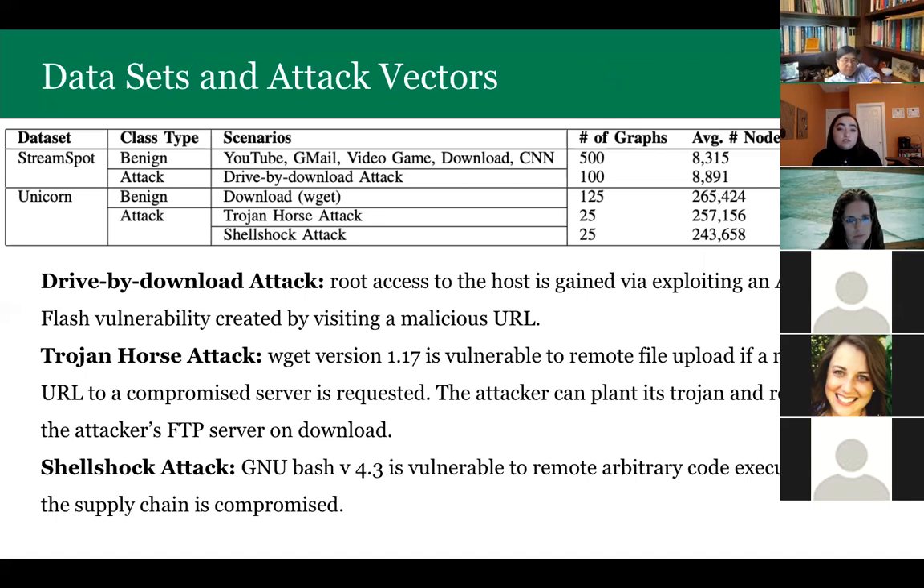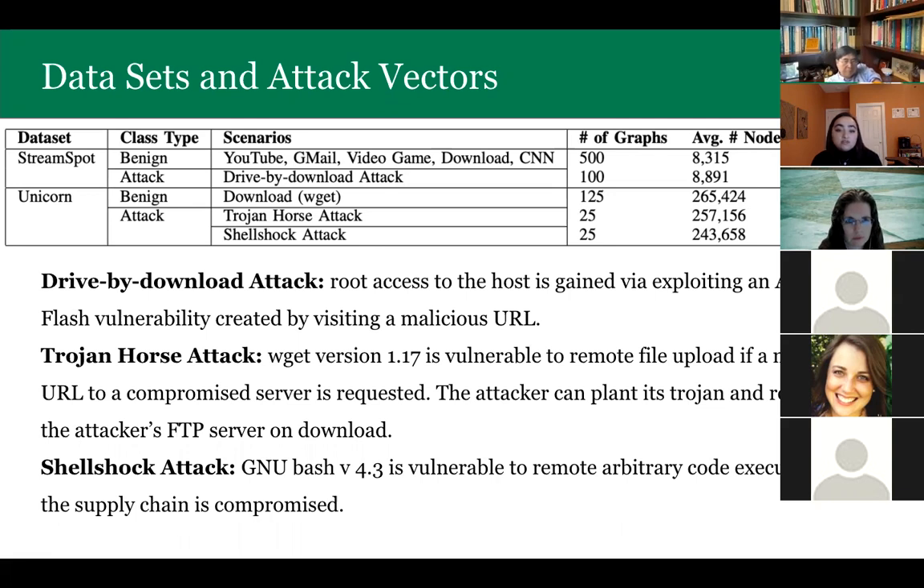So for our data sets, as I mentioned, we were able to use the data from StreamSpot and Unicorn and their results and compare against that. So the StreamSpot data set, the benign data was browsing data from YouTube, Gmail, playing video games, downloading software, and viewing CNN. And as you can see, for each case, we had like a 5-to-1 ratio of benign to attack graphs. And we trained on the benign graphs and then tested on the attack graphs. And as you can see, the StreamSpot graphs were a little bit smaller than the Unicorn graphs, but overall, they're still very big graphs.